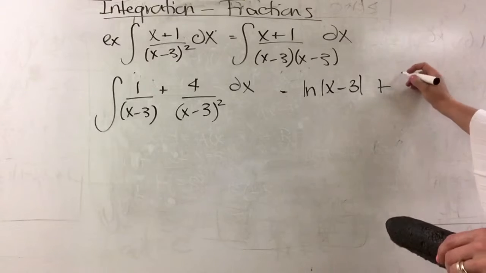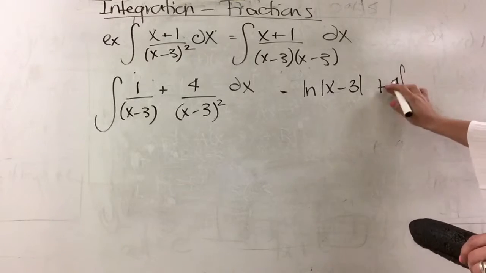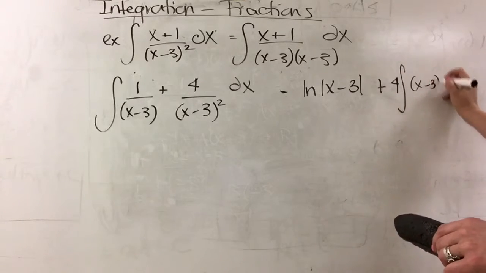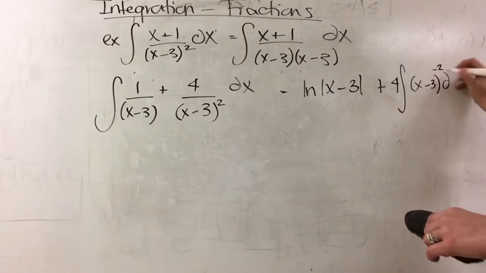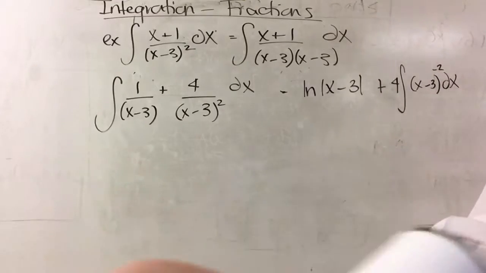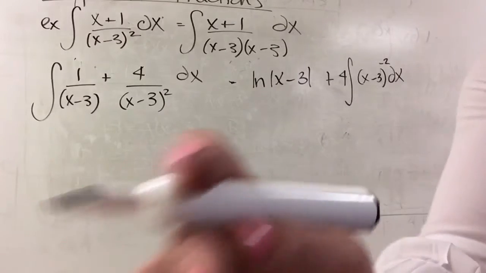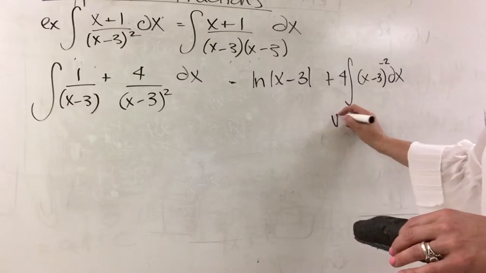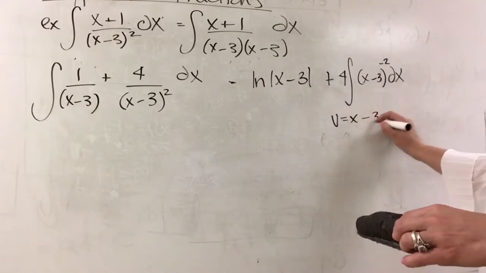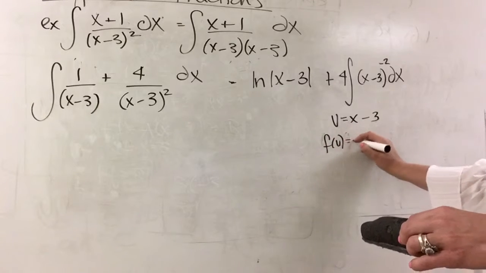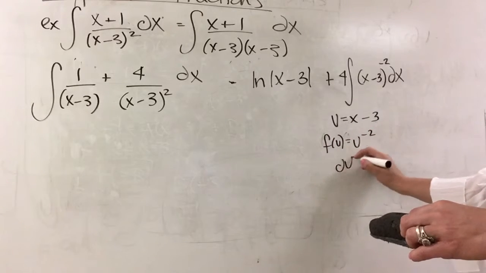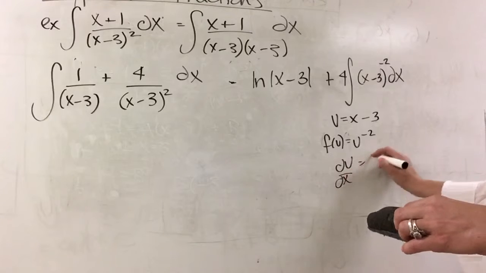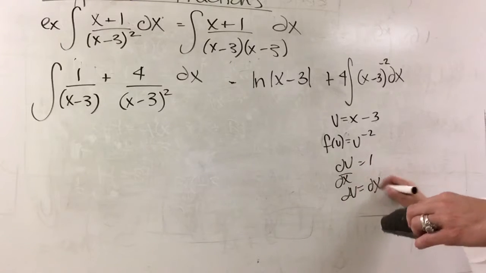So I'm actually going to do some simplifying first. I'm going to bring the 4 on the outside, and I'm going to write this guy like x minus 3 to the negative 2 dx. So I need to find the integral of him. So I need to do substitution. So I'm going to let u equal x minus 3, f of u is u to the negative 2, du dx is 1, so du equals dx.